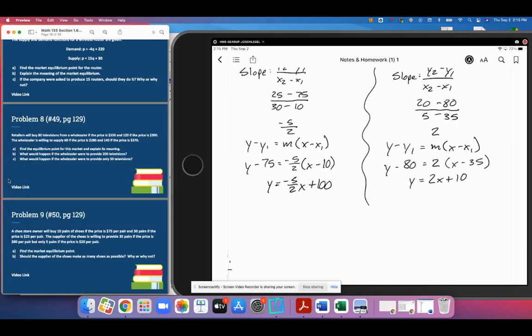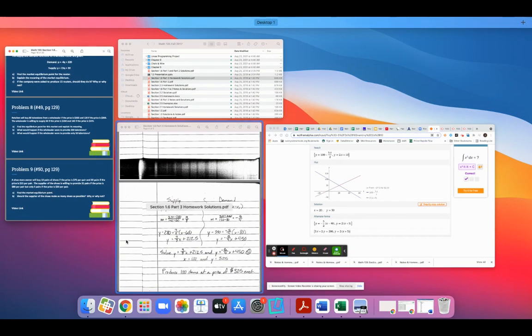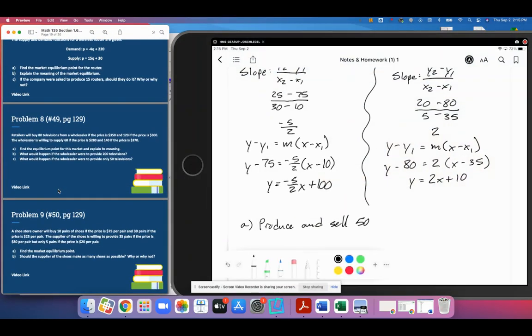So for part A, produce and sell 20 pairs of shoes at a price of $50 per pair.